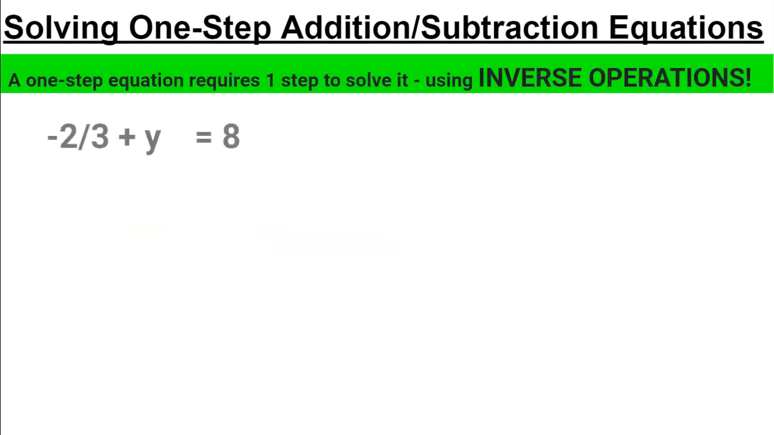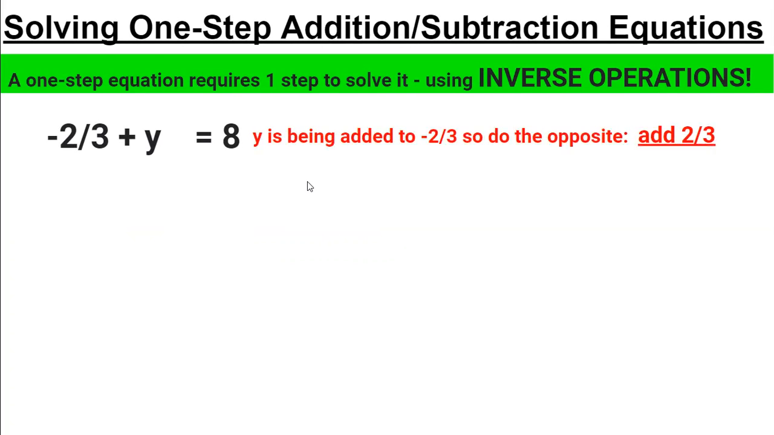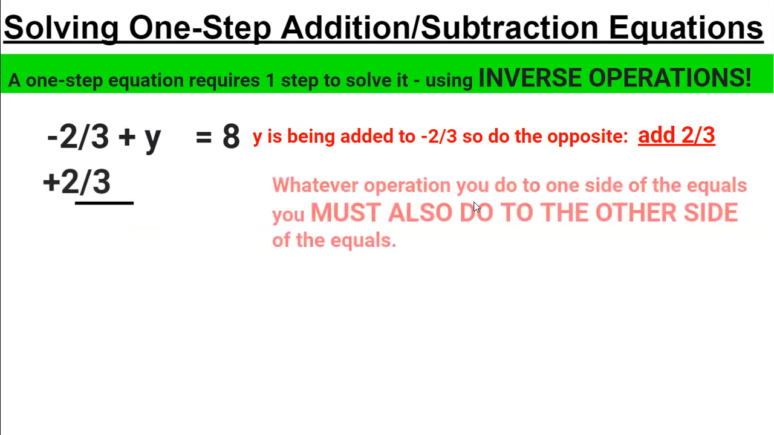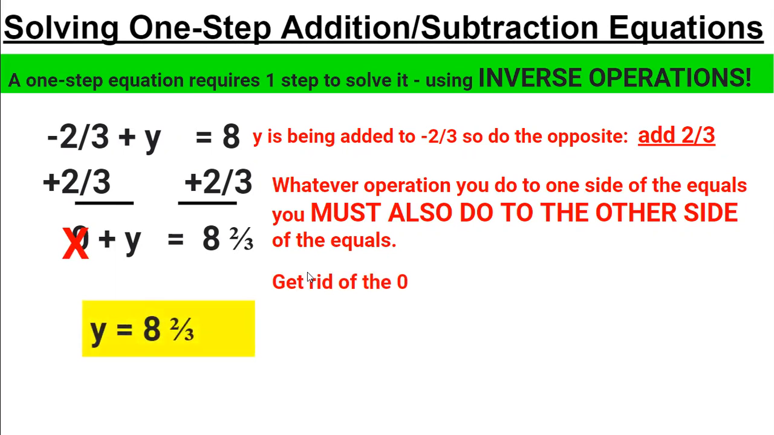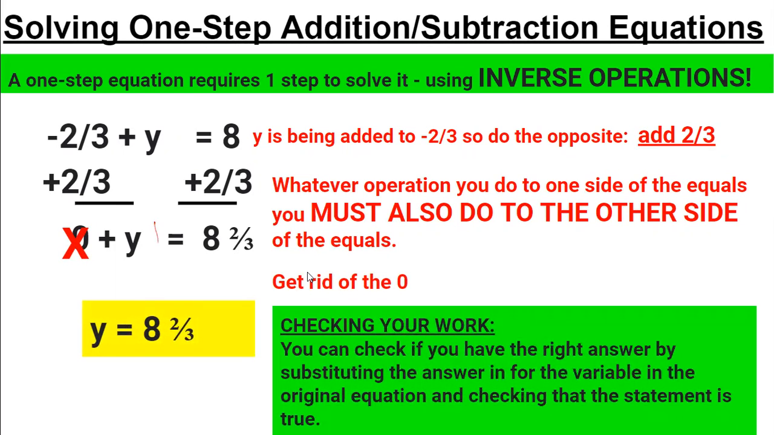Let's look at another one. Negative 2/3 plus y equals 8. Y is being added to negative 2/3, so do the opposite, add 2/3. Add 2/3 to both sides. So then the 2/3 and the negative 2/3 cancel out, and you're left with y equals 8 and 2/3. Get rid of the 0, and there's y equals 8 and 2/3. Plug that back in for y. Negative 2/3 plus 8 and 2/3 should give you 8, and that is true.